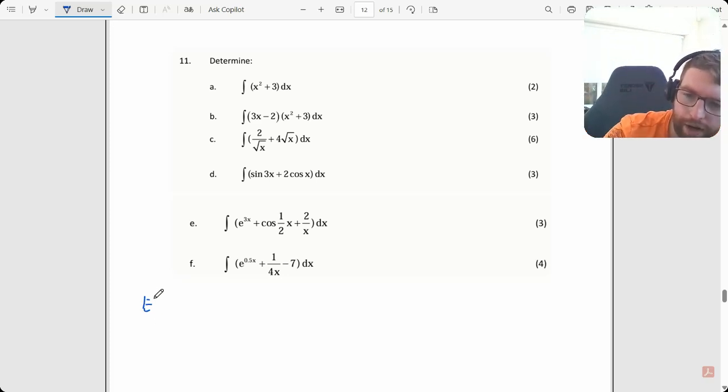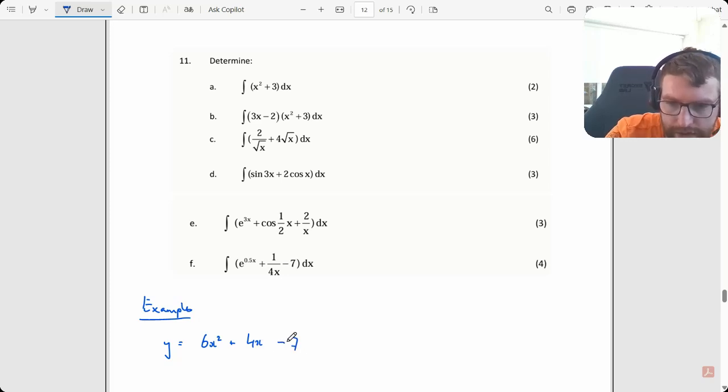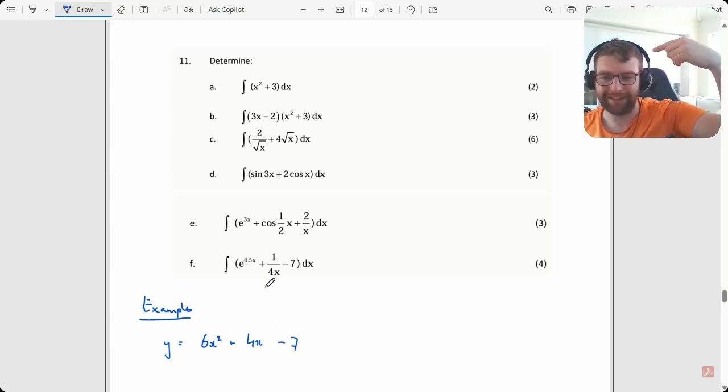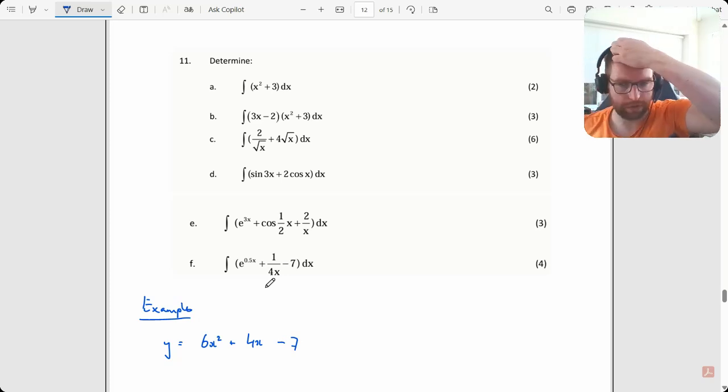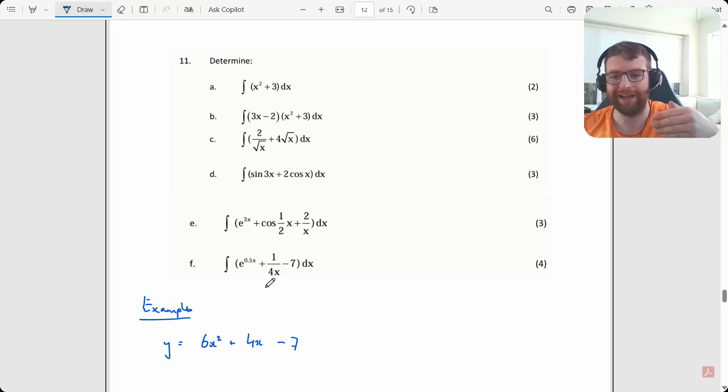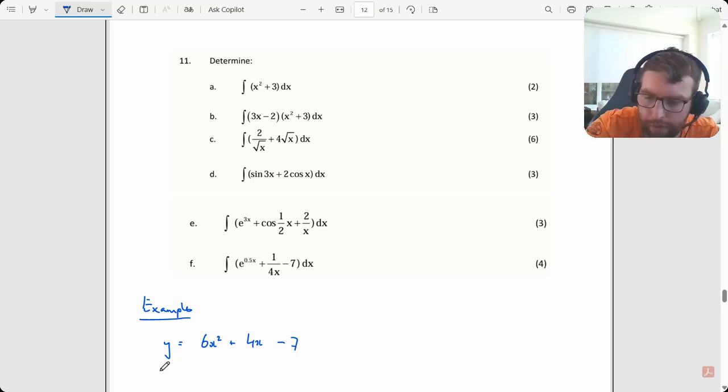So in our example, let's say we've got y equals 6x to the power 2 plus 4x minus 7. What we're doing is we're adding to the power, then dividing. So instead of times and then subtracting, we're adding and then dividing. So just remember in that order.